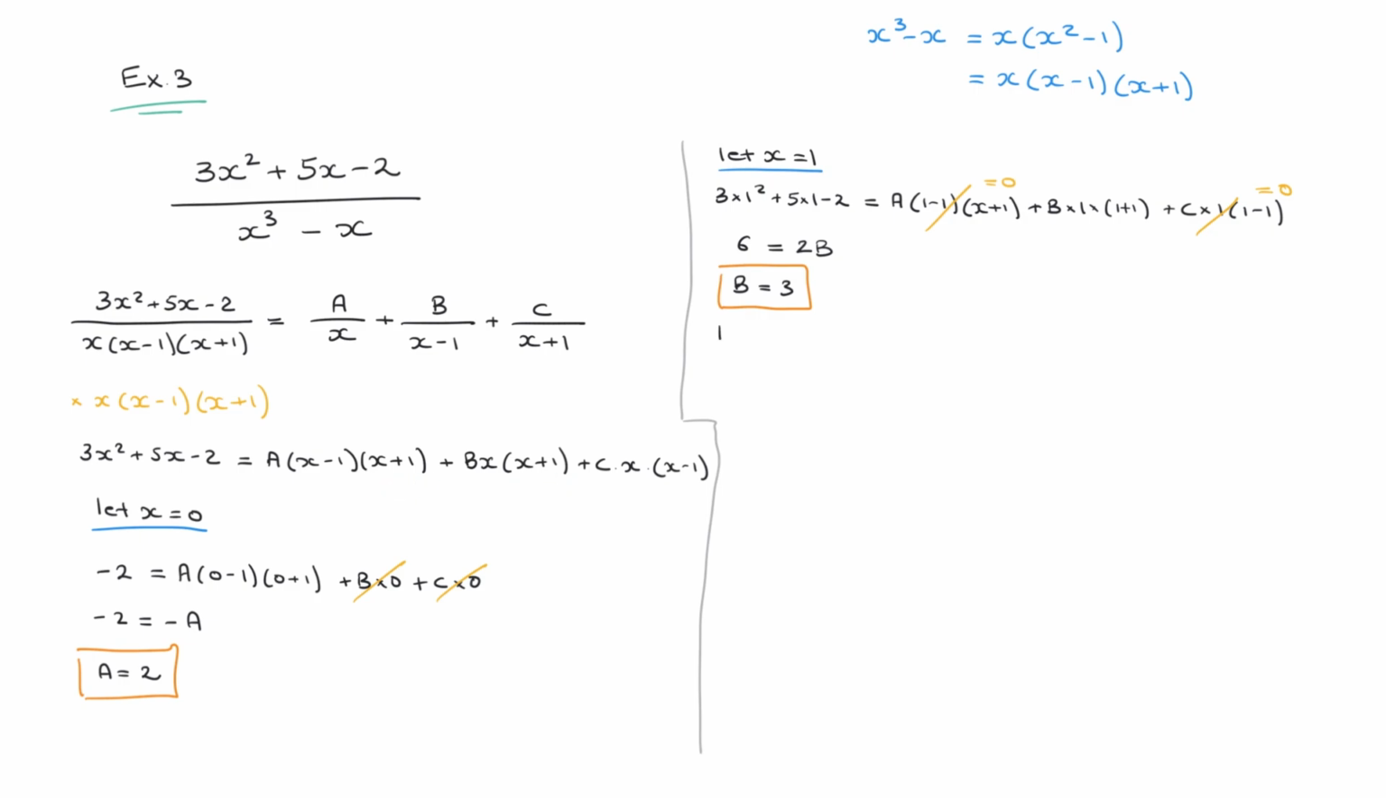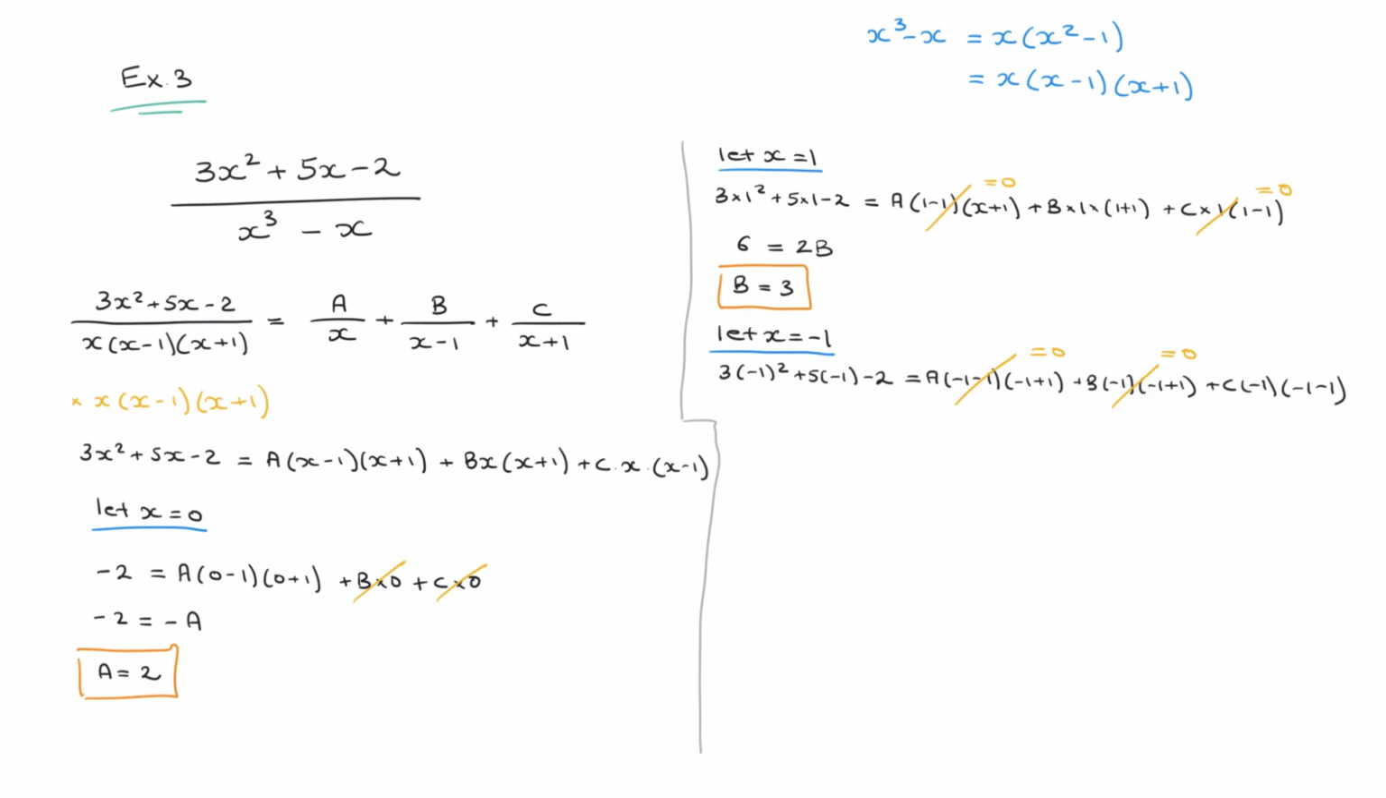And so to make sure that that cancels out, I'll let x equal negative 1, so that this entire equation turns into 3 times negative 1 squared plus 5 times negative 1 minus 2, and on the right-hand side we'll have a times negative 1 minus 1 times negative 1 plus 1 plus b times negative 1 times negative 1 plus 1 plus c times negative 1 times negative 1 minus 1. And now looking at the terms containing a and b, hopefully you can appreciate that the negative 1 plus 1's that we have here will of course be equal to 0, and so those entire terms will equal 0. So that's 0 and that's 0.